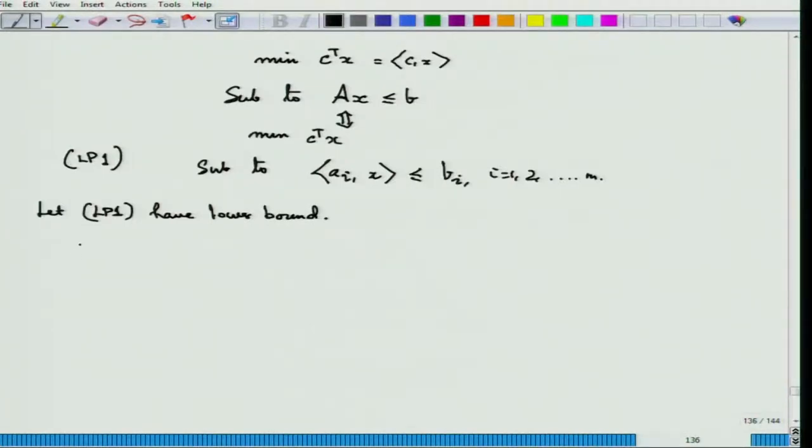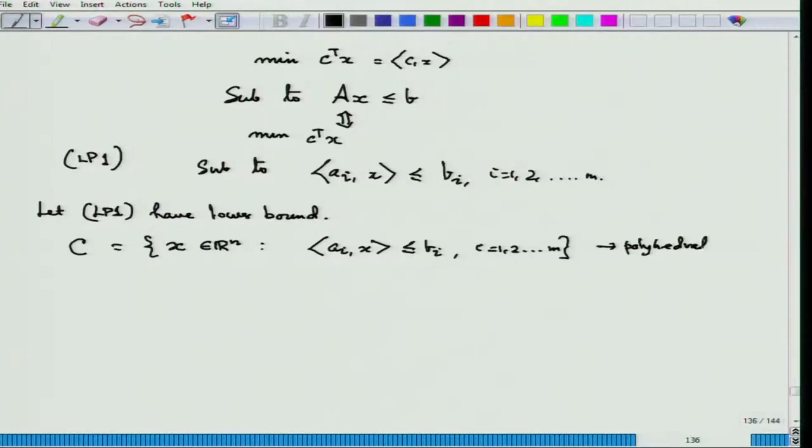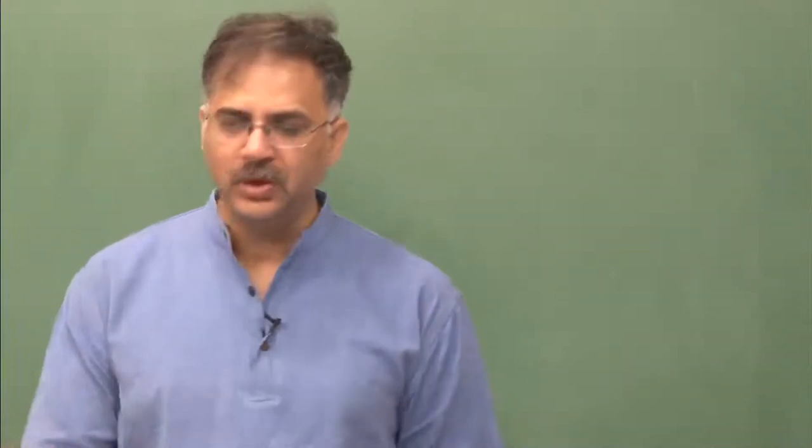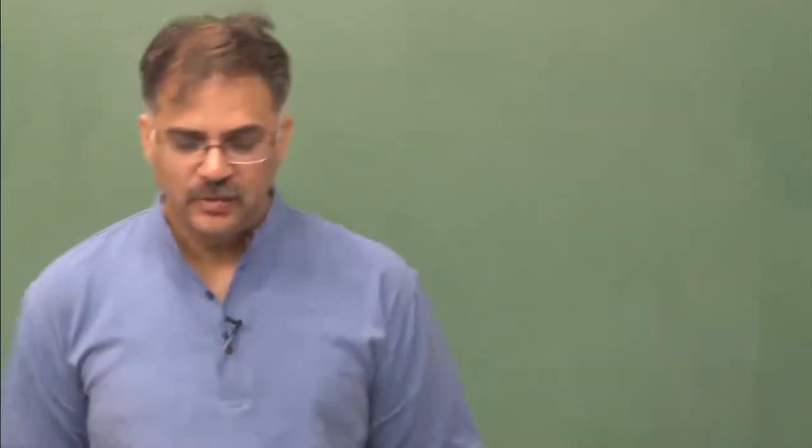Now, look, this set C here is a polyhedral set. Now, it is very, very important to understand that this set could be bounded, could be unbounded. If it is bounded, it is fine. If it is not bounded, then we have to use the representation that we have just seen.